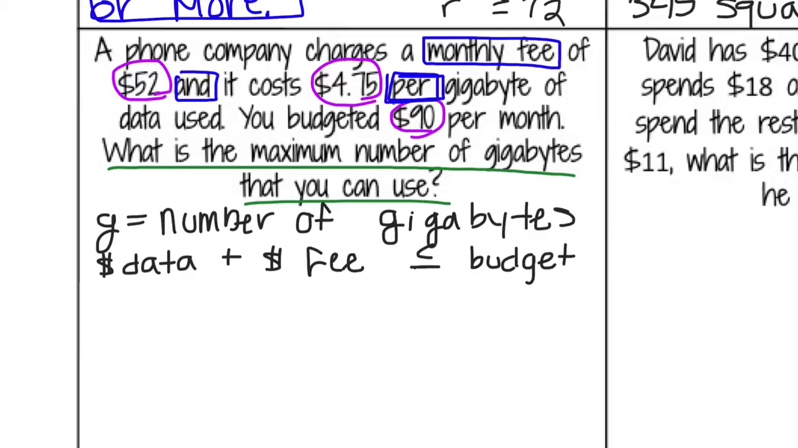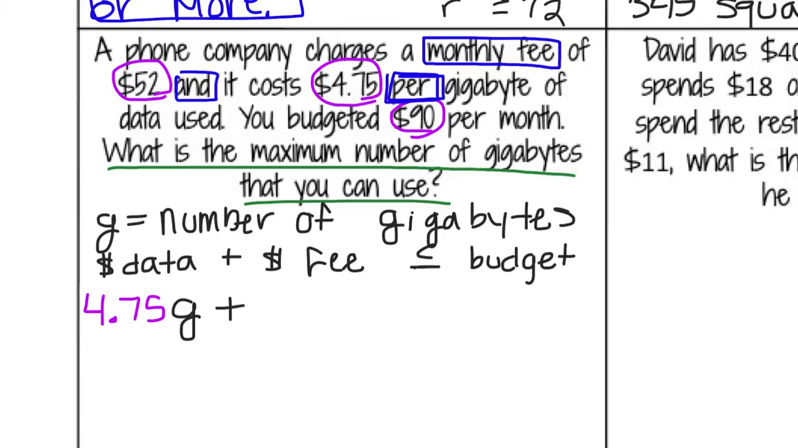Okay. So you want the amount of money you spend to be what you set aside, or it could be less than that, because saving money is always a good idea. Okay. So to find the money I spent on data, I'm going to take how many gigabytes there were, which I didn't know, so my variable G, times the cost per gigabyte. It was $4.75 per gigabyte. The word per tells me I'm going to multiply. So I'm going to take 4.75 times G, so 4.75G.